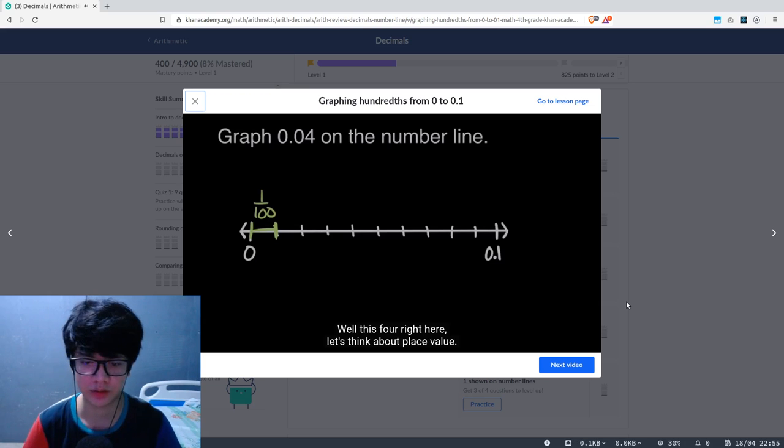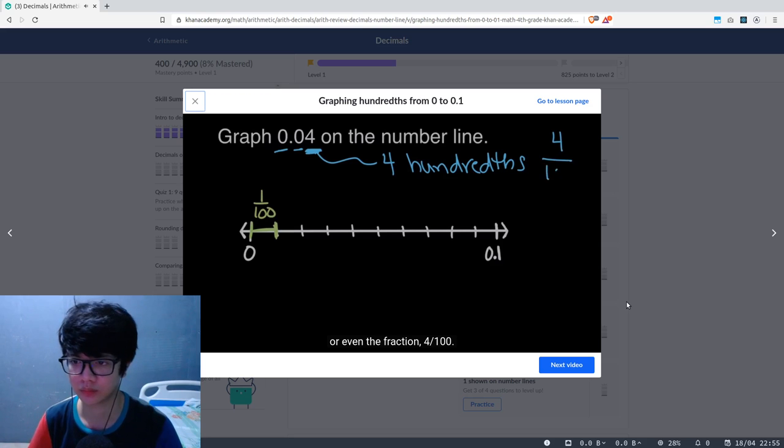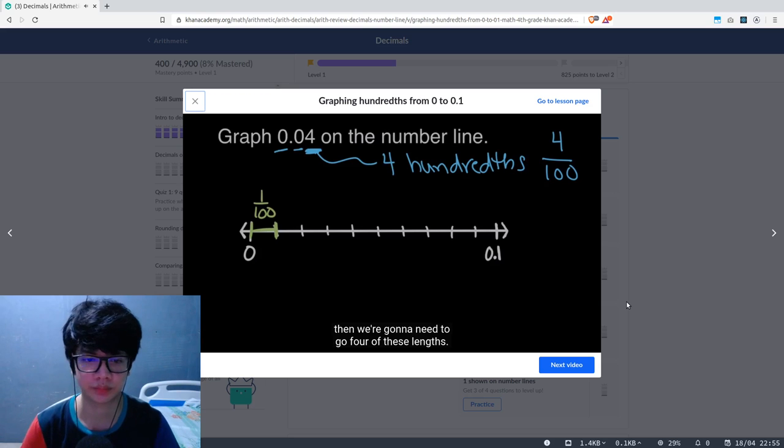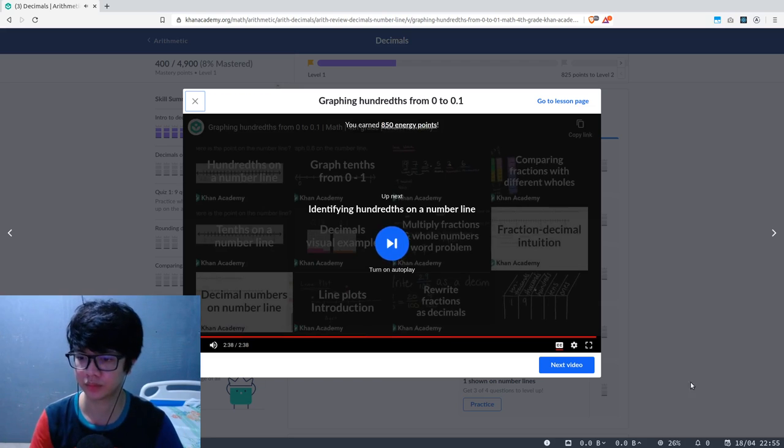0.04. Well, this 4 right here, let's think about place value. The 0 is in the 1's, the next 0 is in the 10th, and this 4 is in the 100th. So we could call this 4/100, or even the fraction 4/100. So if one of these lengths is 1/100, and we want to go 4/100, then we're going to need to go 4 of these lengths. 1, 2, 3, 4 of these lengths would be 4 of the hundredths, or 0.04. Nice.